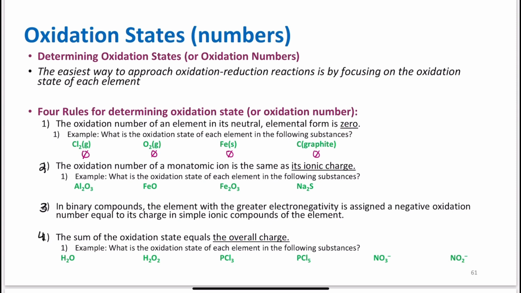Rule number 2, the oxidation number of a monatomic ion. Monatomic means one single atom, but it's in the ionic form, so cation or anion, is the same as its ionic charge. So, what is the oxidation state of each element in the following substances? I have to think about how these things break apart, and I think back to when I was doing naming. How do these break apart?